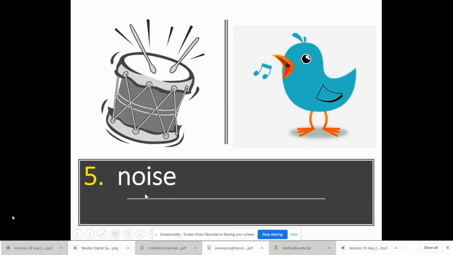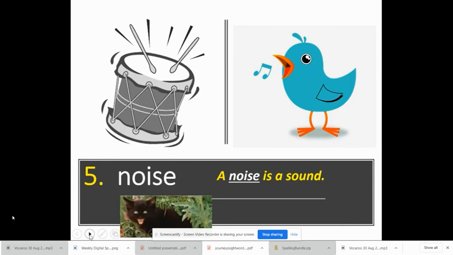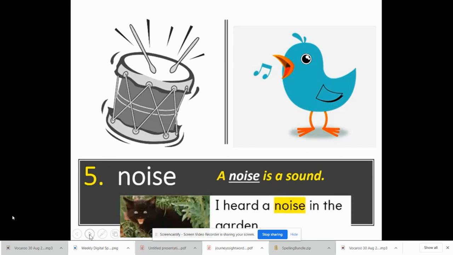Our vocabulary word is noise. A noise is a sound. Here's another example. I heard a noise in the garden.